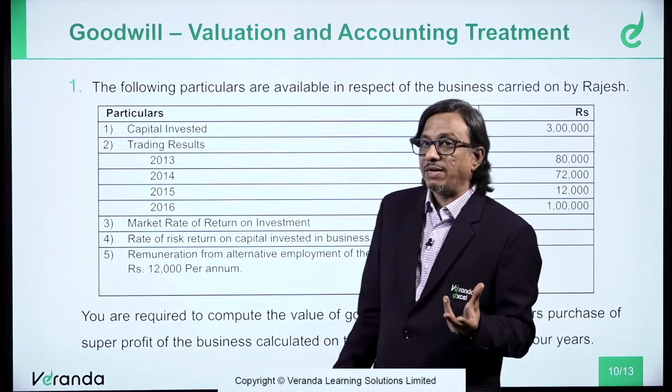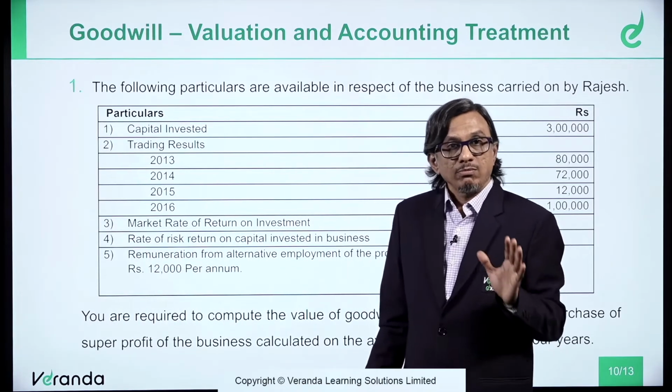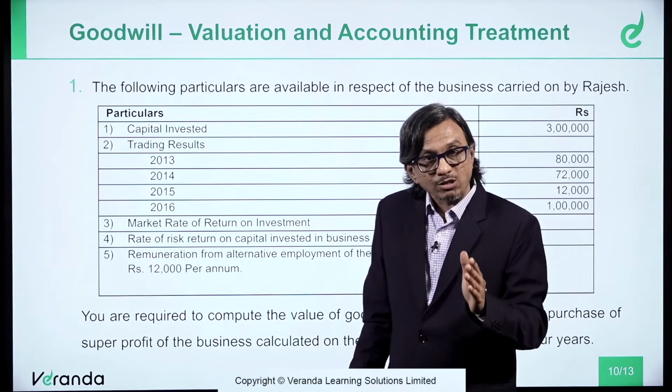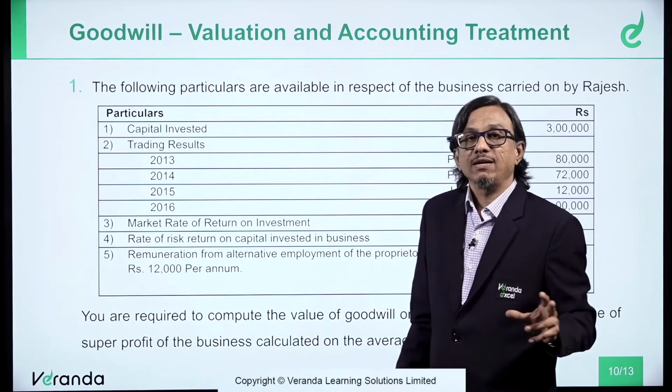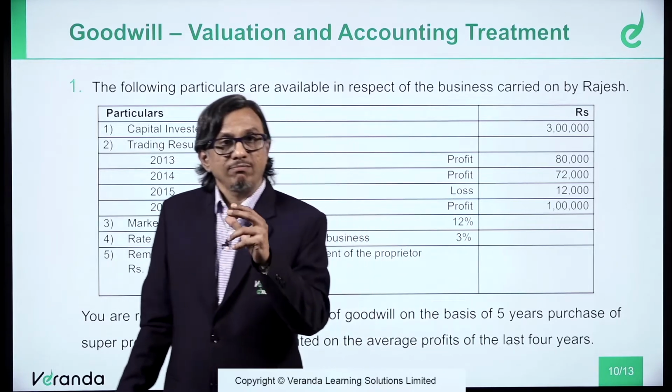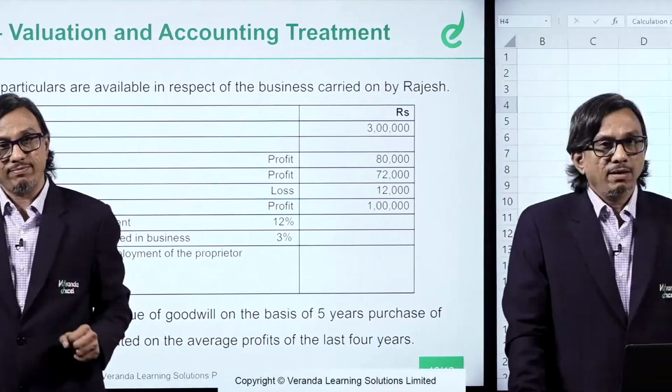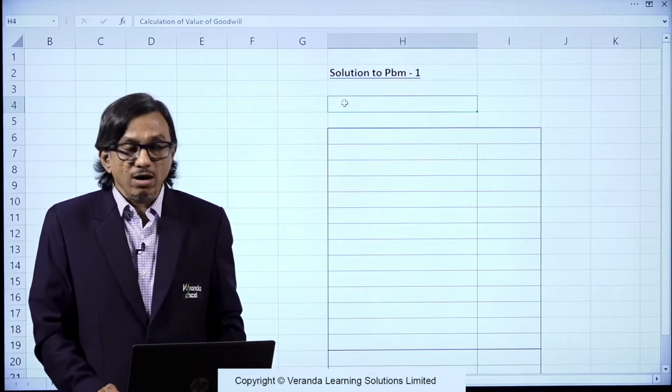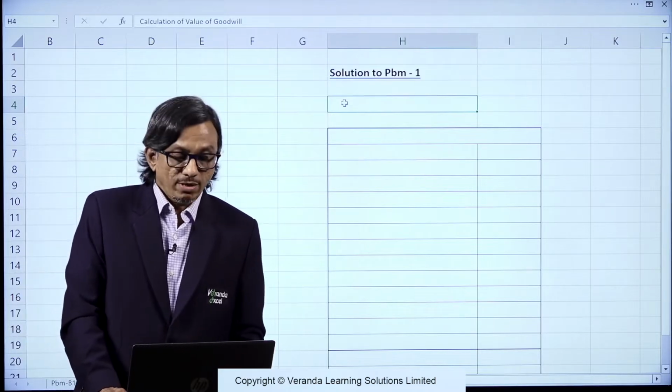What adjustment is to be done? Some students may not know. So that is why we are doing this problem in the classroom. Please listen carefully. Let's go to the Excel sheet to see how the solution is done for problem number 1 on goodwill.